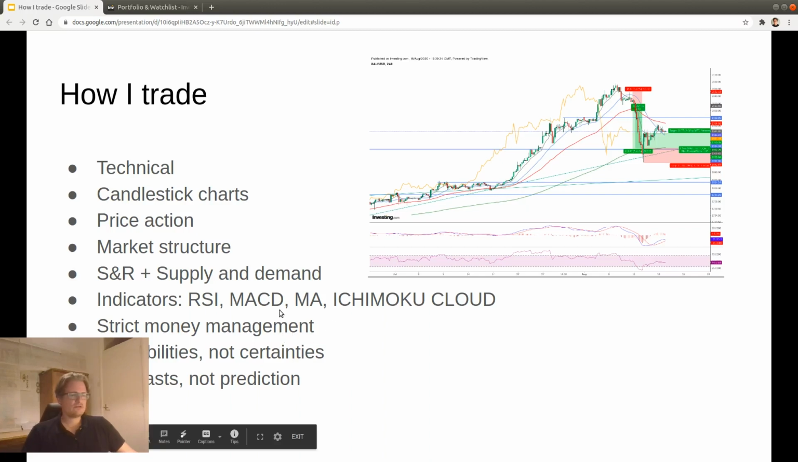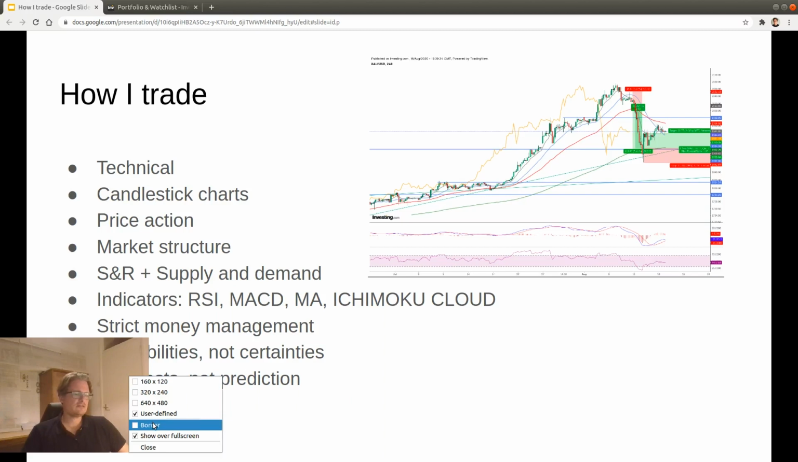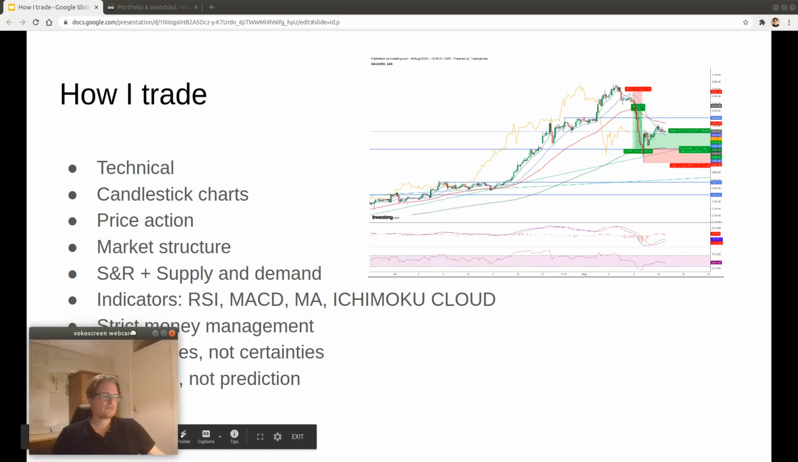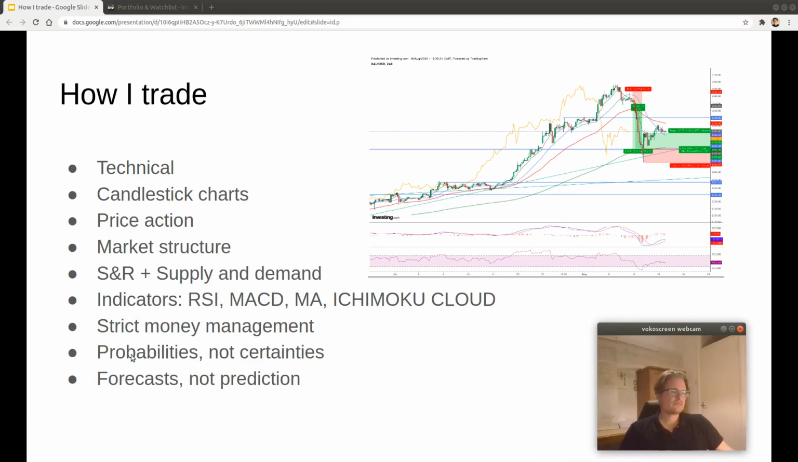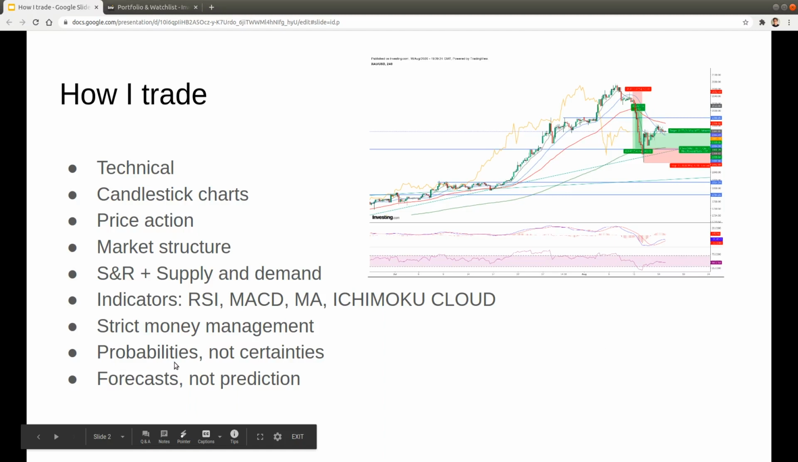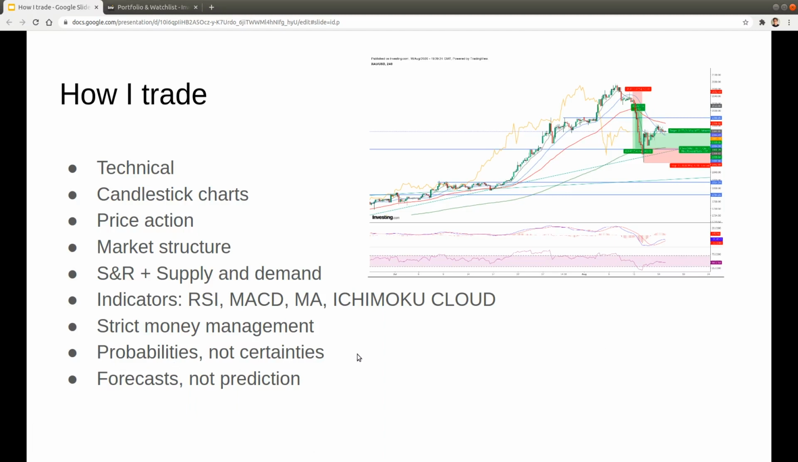Also, it's very important that I always trade in probabilities. So I always look at probabilities in the market, not certainties. I'm never saying, oh, price will go there, or price will come here and will do this. No, I'm always thinking it's more likely that this will happen or that something else will happen. And so that's an important way of looking at the market.